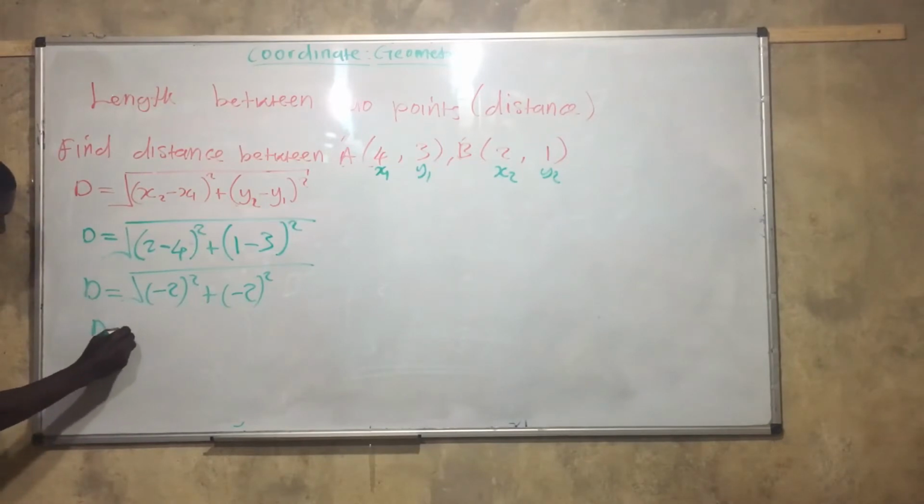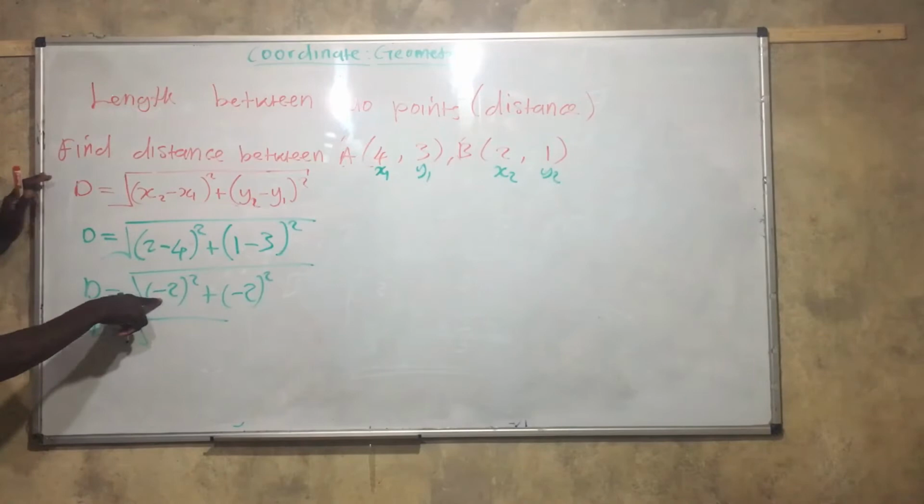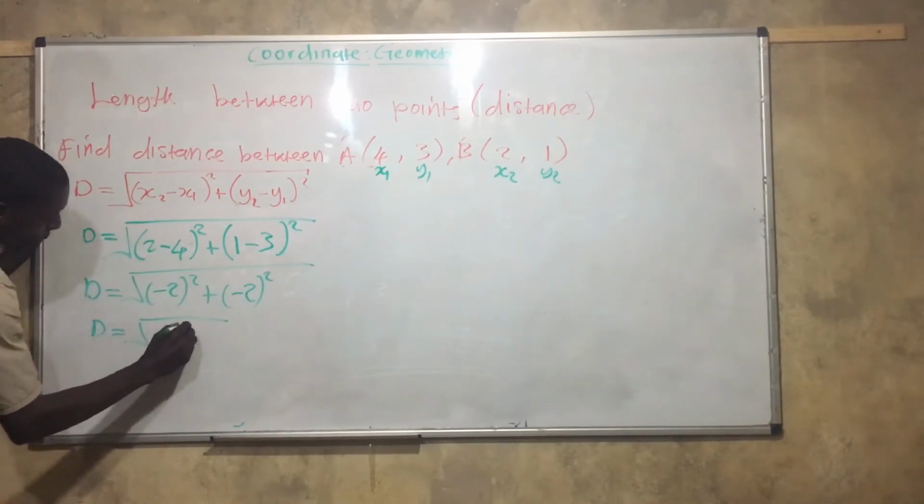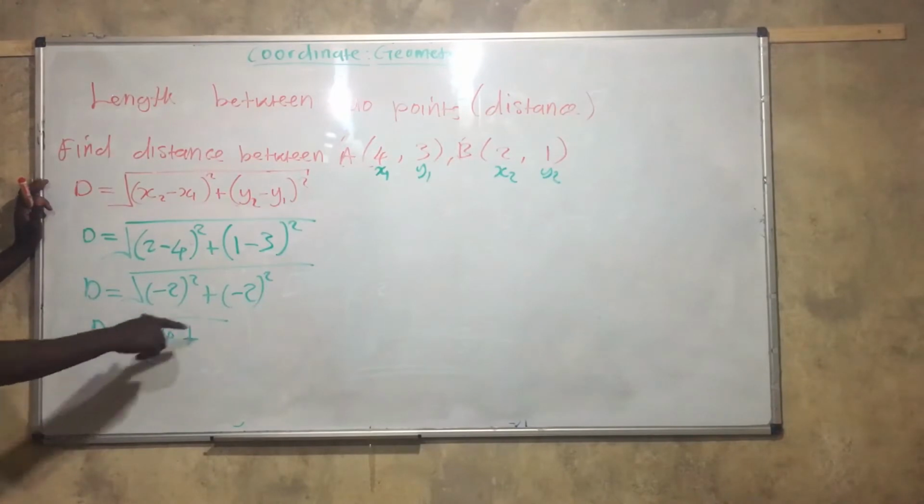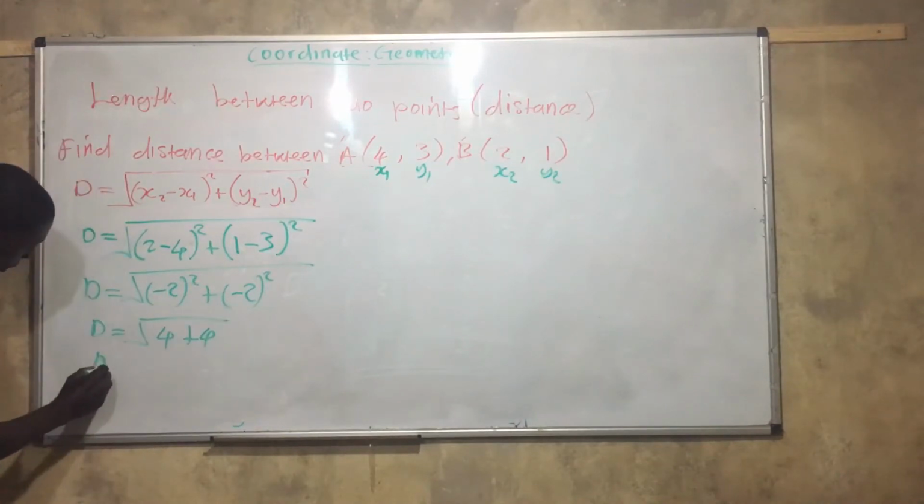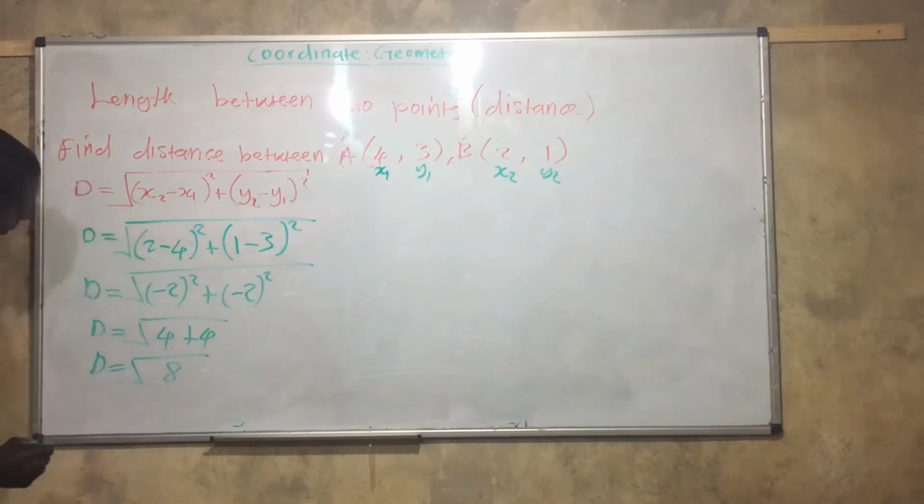Since it is squared, negative 2 times negative 2 gives us positive 4, plus 4. So d will be equal to the square root of 8.